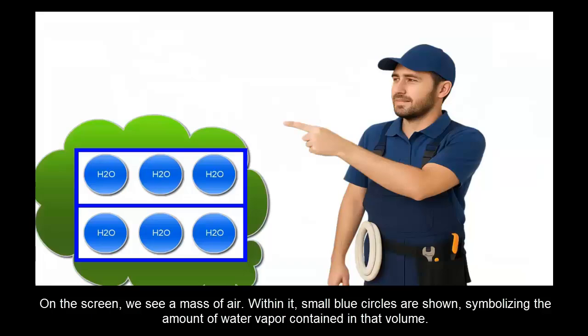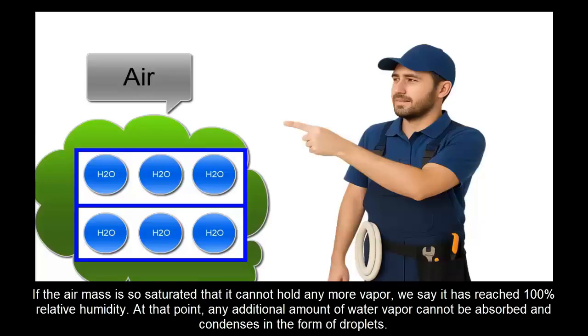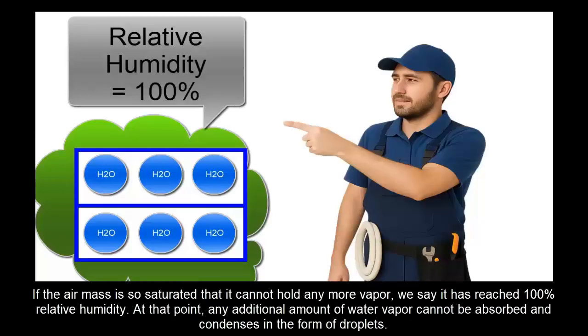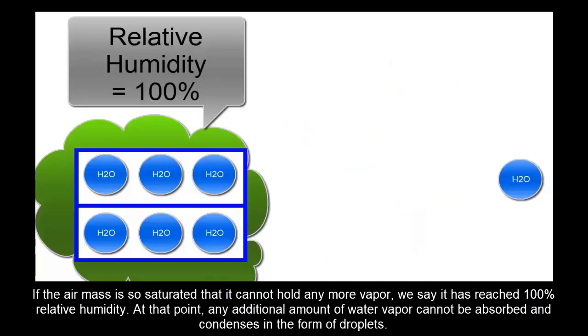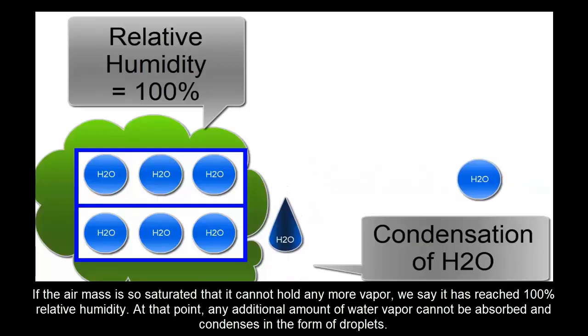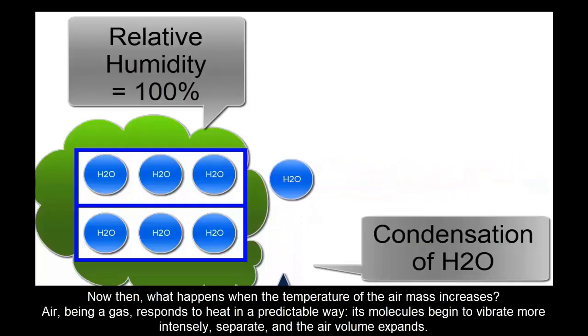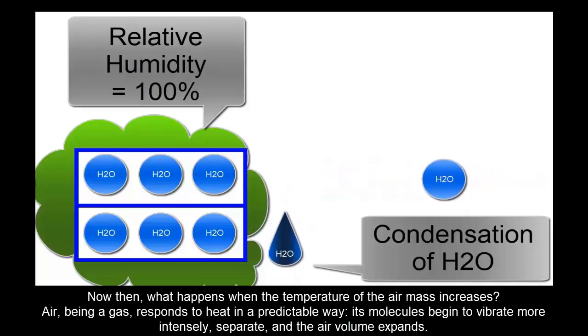On the screen, we see a mass of air. Within it, small blue circles are shown, symbolizing the amount of water vapor contained in that volume. If the air mass is so saturated that it cannot hold any more vapor, we say it has reached 100% relative humidity. At that point, any additional amount of water vapor cannot be absorbed and condenses in the form of droplets.